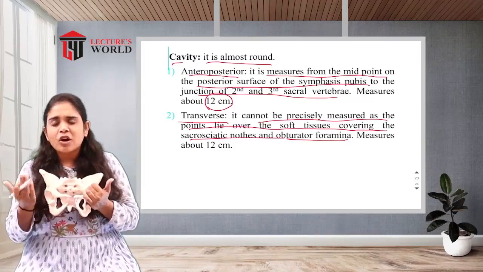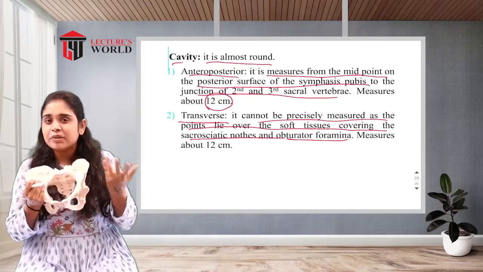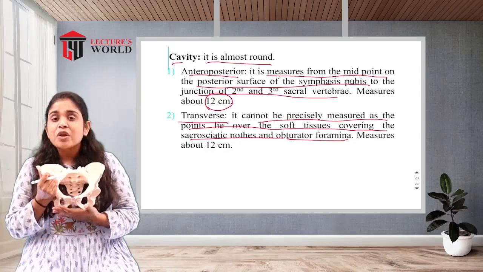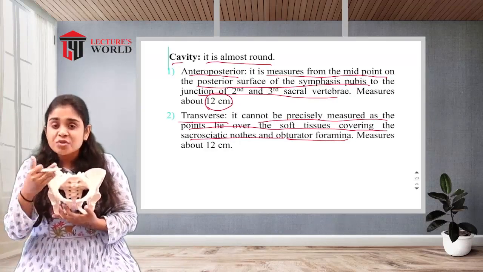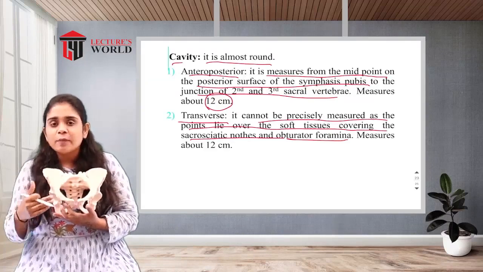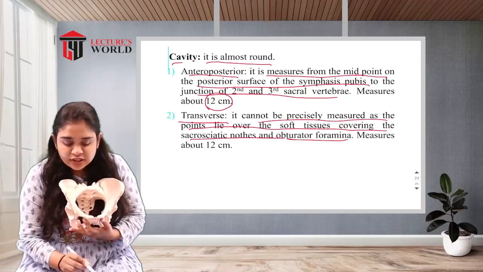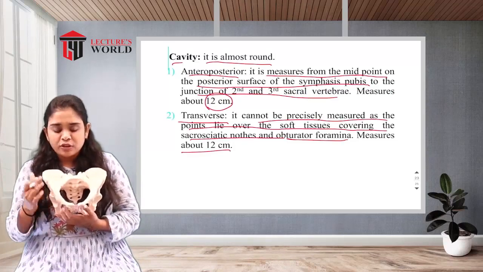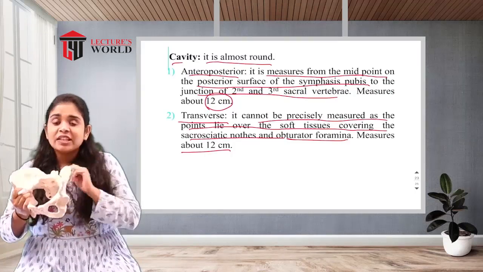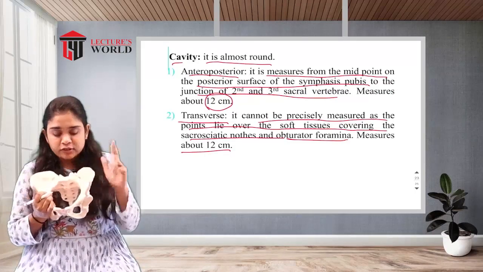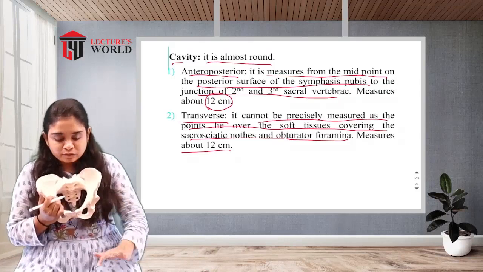So according to the physiology of the woman, this tissue and fat can be different from woman to woman. That's why this cannot be precisely measured, because soft tissues are there over the bony projection. But still they have given 12 centimeters, so roughly it is about 12 centimeters. So the cavity has a total of two diameters: the AP diameter and the transverse diameter.